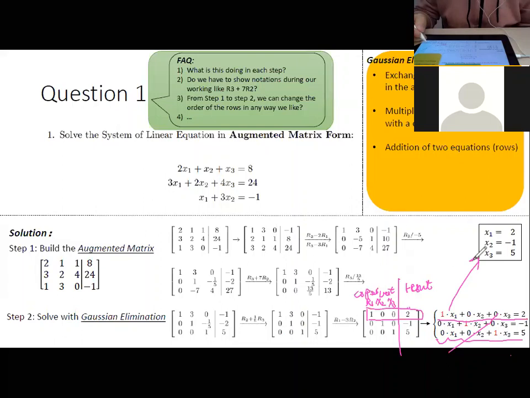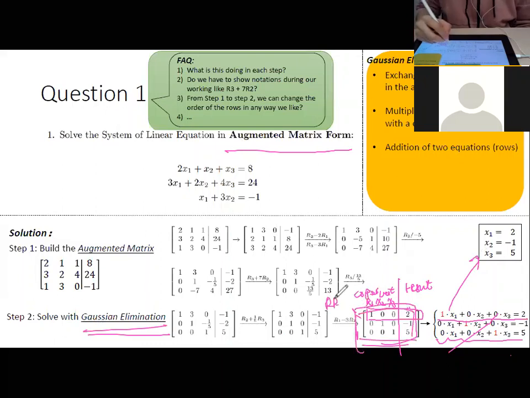And I see a question on the screen. Do we need to get to the simplified stage before we derive our answer? If the questions ask you to use augmented matrix form and also ask you to use Gaussian elimination, you should get the RREF matrix at the end first before you get the answer.